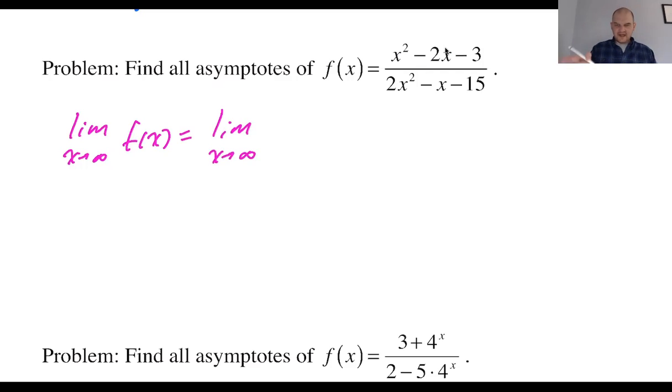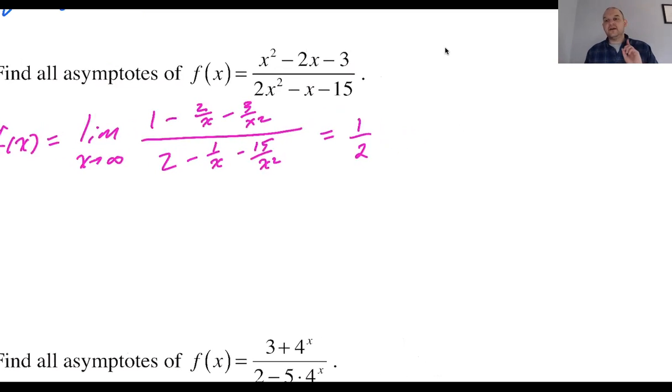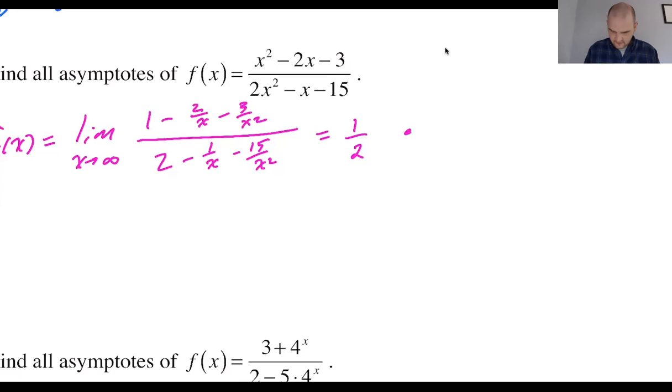All right, divide through by the highest power of x in the denominator, which is x squared. So that's going to give me 1 minus 2 over x minus 3 over x squared, all over 2 minus 1 over x minus 15 over x squared, which is 1/2. Okay, so what's 1/2? It's the horizontal asymptote. So therefore, y equals 1/2 is the horizontal asymptote.